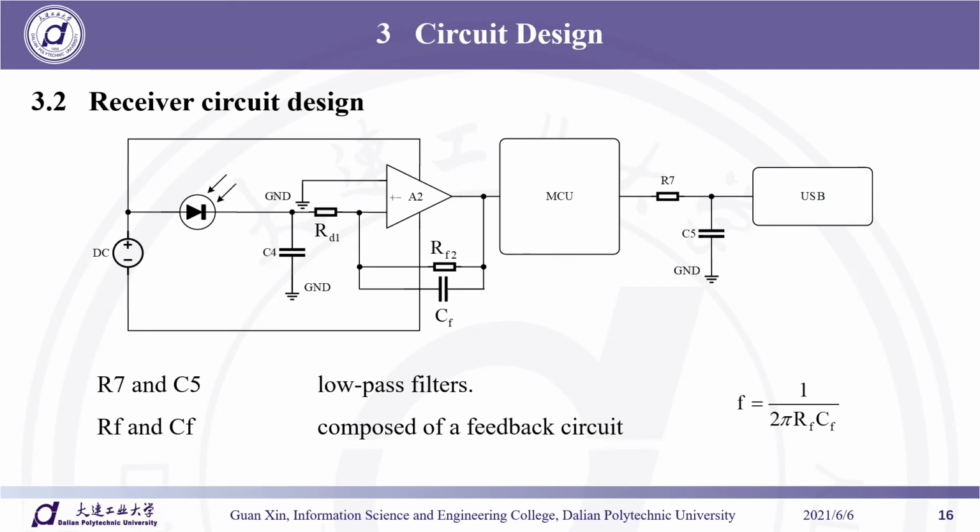RF2 and CF form a feedback circuit, and together with an operational amplifier form a voltage negative feedback amplifier circuit, giving the circuit the advantages of low noise and wide frequency bandwidth. The feedback circuit controls the receiving end amplifier circuit's frequency response at the upper cutoff frequency, denoted by F. So, this is the formula for the upper bound cutoff frequency F.